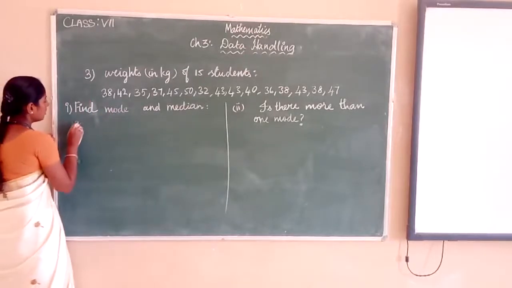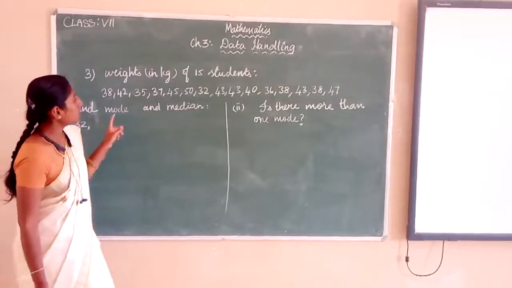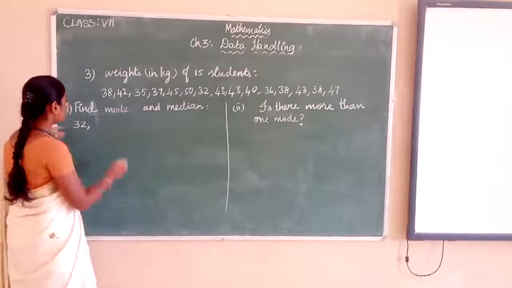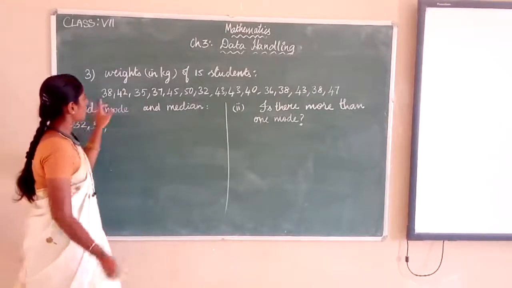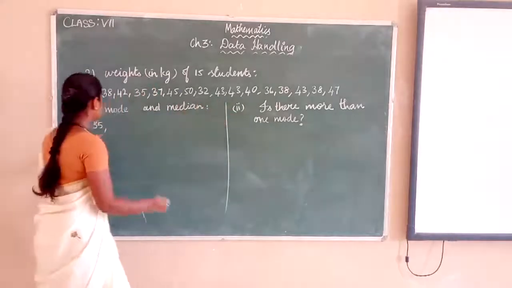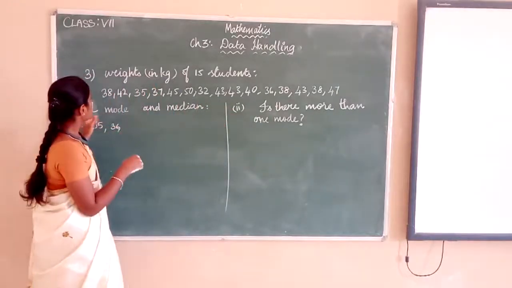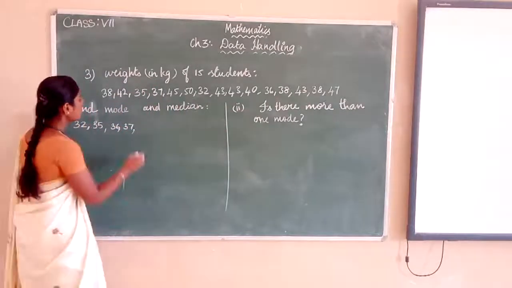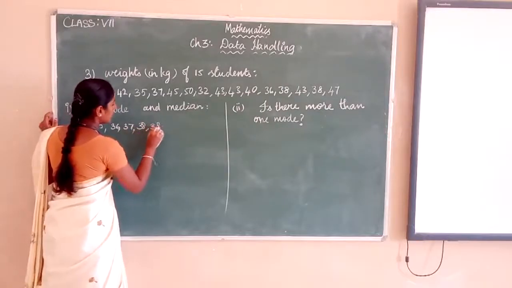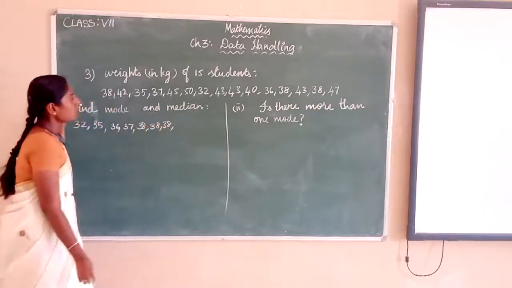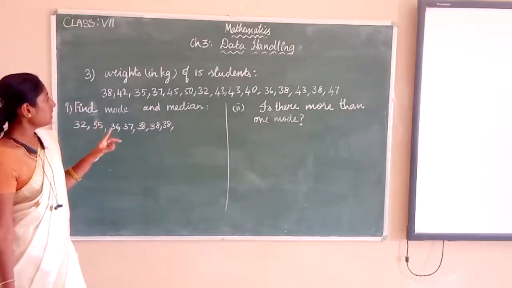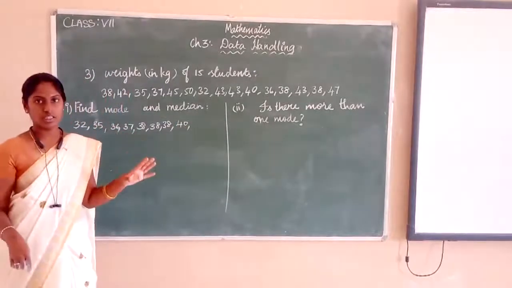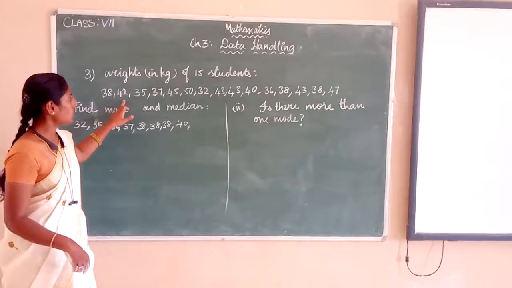Which is the smallest observation given here? 32. Then do we have 33? No. 34? No. 35? Yes, we have 35. And do we have 36? Yes, only one 36 is there. Do we have 37? Yes, 37 is there. And do we have 38? Yes, we have three 38s. Then 39 is not there. 40 is there, only one 40. Is there 41? 41 is not there. Do we have 42? Yes, one 42.